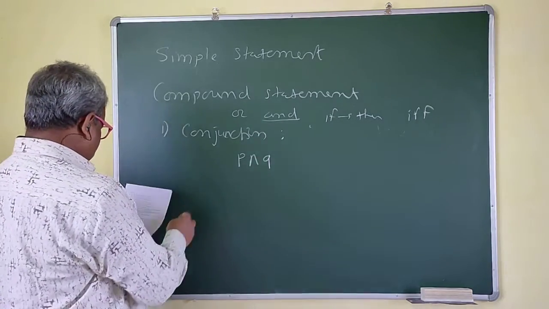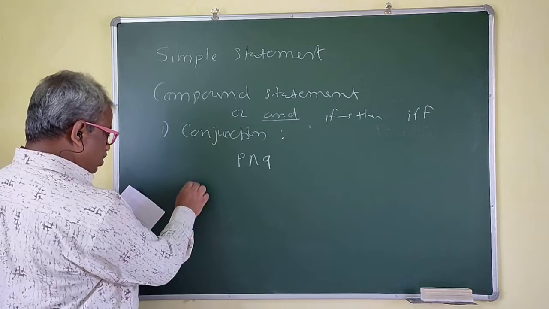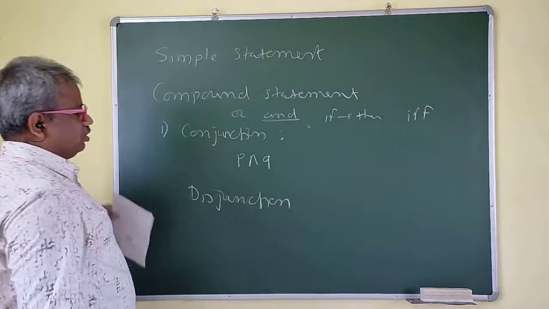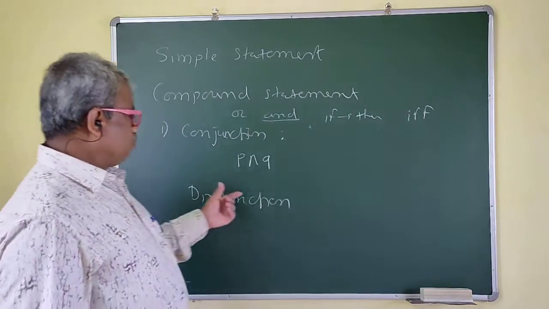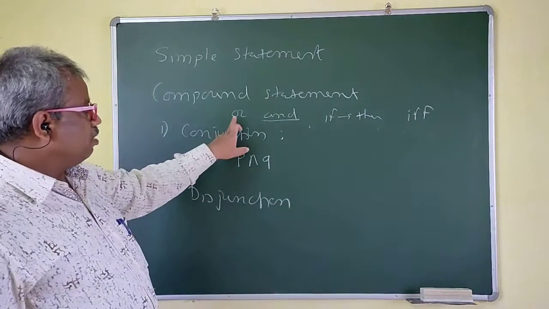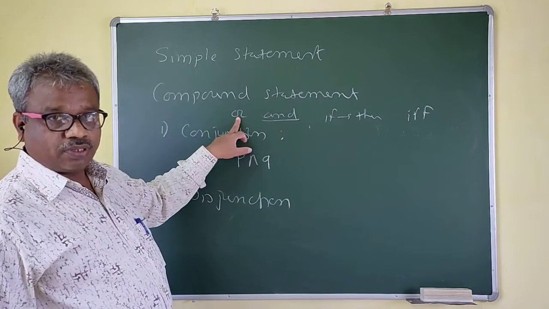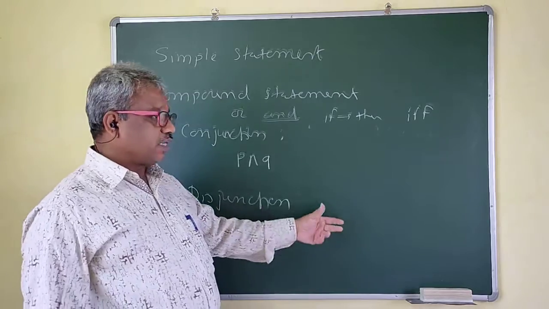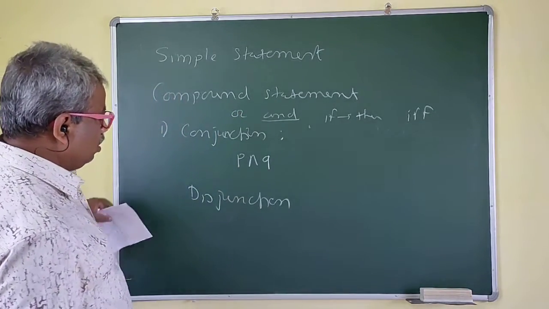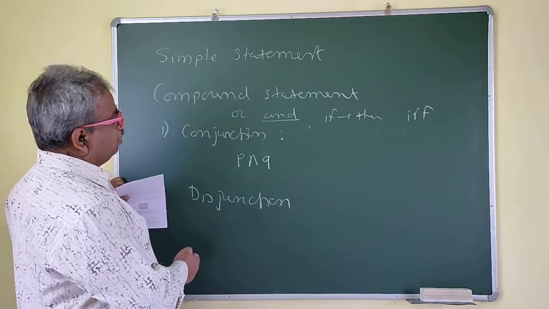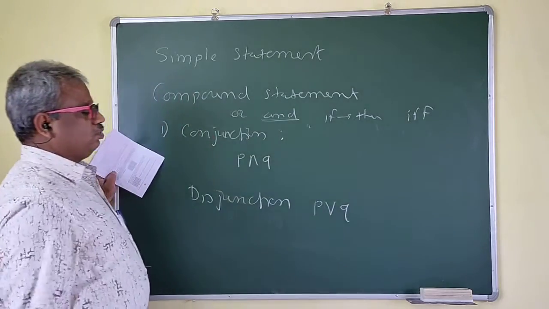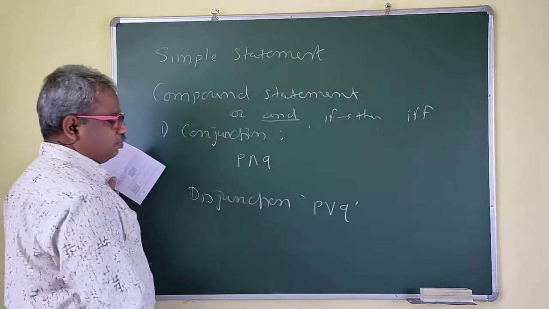Now, next, disjunction. Disjunction means what? If two statements are connected by the word or, then it is called the disjunction of the statements. And it is denoted by P or Q. This is read as P or Q.